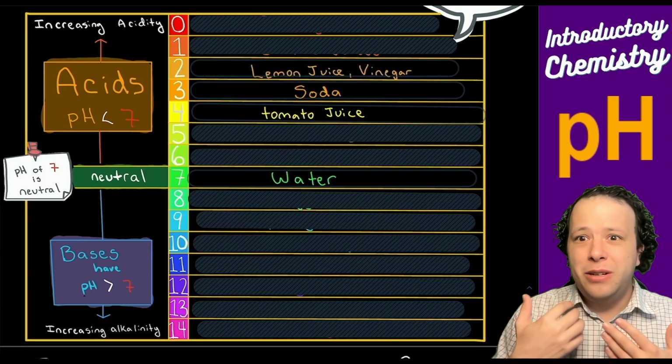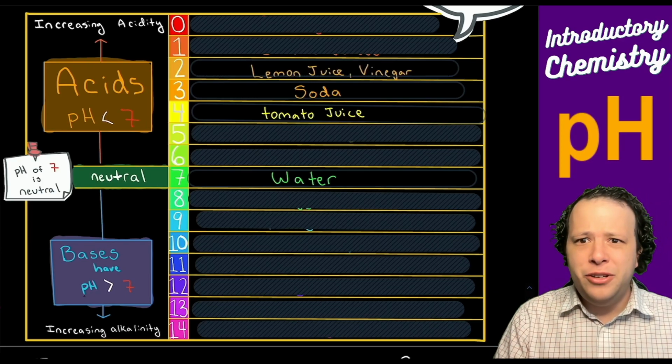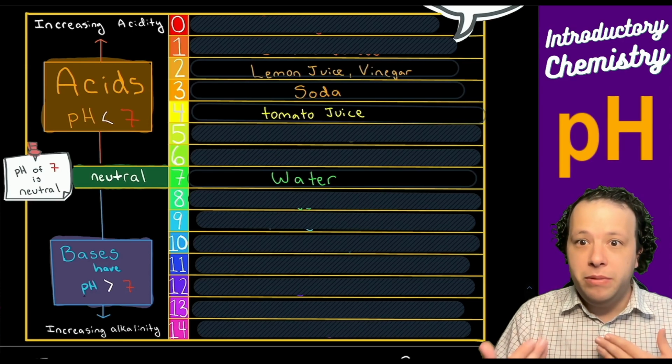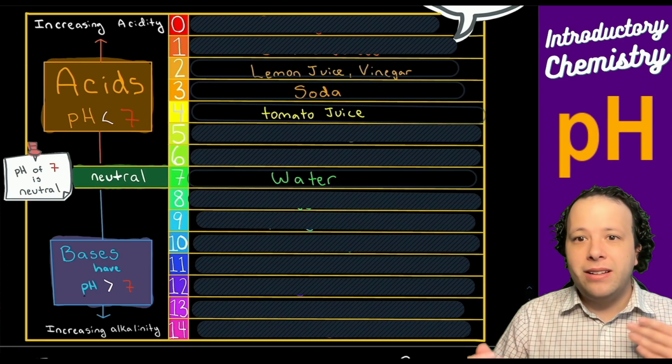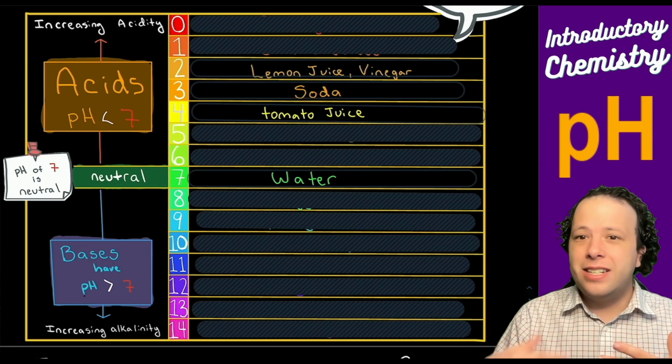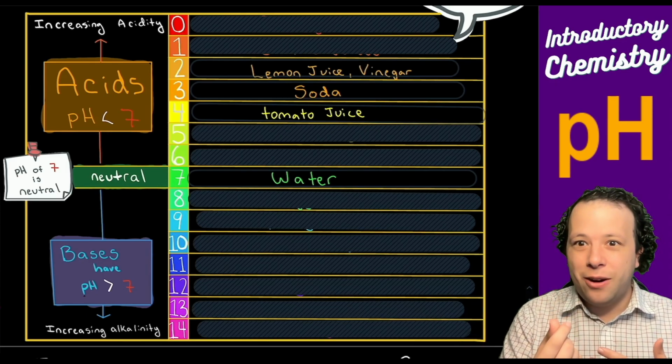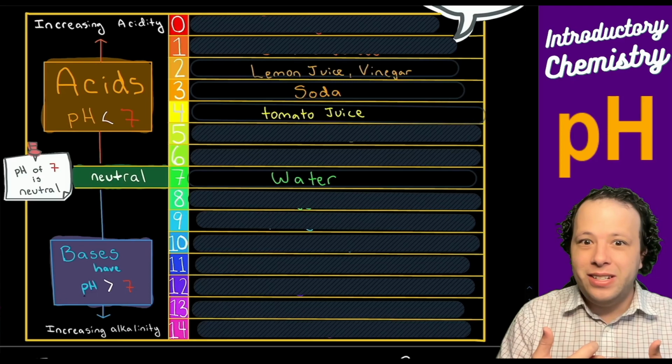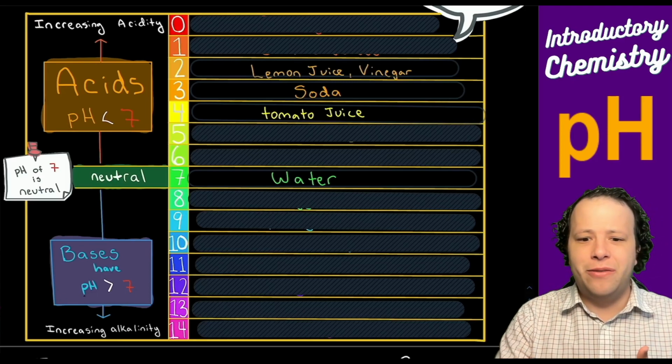Some other examples that you might find in your general household are like lemon juice and vinegar, things that you commonly use in cooking, right? A lot of times these are acidic ingredients that we see in salad dressings that give us that sour taste. They help break down different ingredients and unlock a bunch of different flavors.